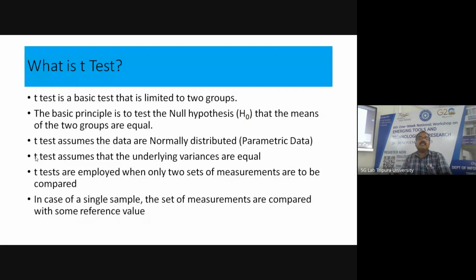In the case of a single sample, the set of measurements is compared with some reference value, as I was telling. Maybe a quality control issue is there. A reference value has been given, that if your product is below this limit, then we are not going to accept your product. If your product is at par or above that limit, then we may think of accepting your product. So that is also possible by using a t-test.